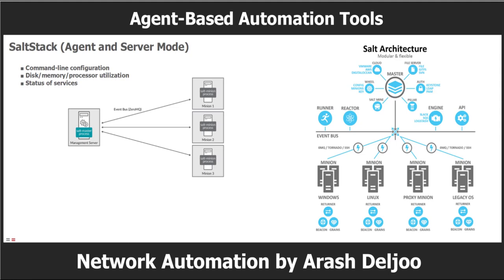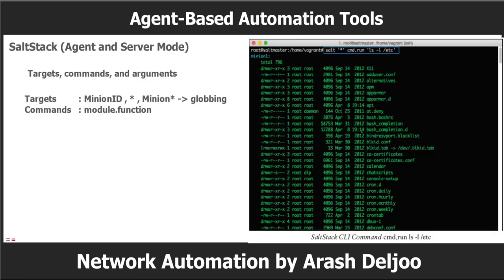This figure shows the overall architecture of SaltStack and its associated components. Again, although the components in this architecture are not covered in this video, it is important to understand some of the elements that are available. Like Puppet, SaltStack has its own domain-specific language, or DSL. The SaltStack command structure contains targets, commands, and arguments.